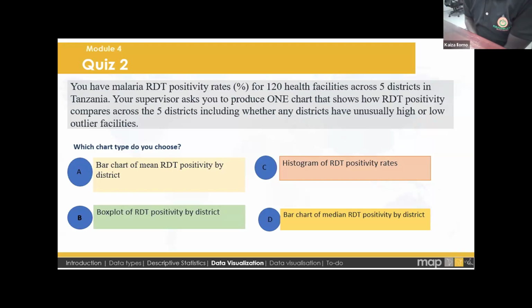A, number A. Okay, bar chart of the mean. Annabelle also says bar chart of mean RDT positivity per district. David says box plot. Victor also opts for a box plot.